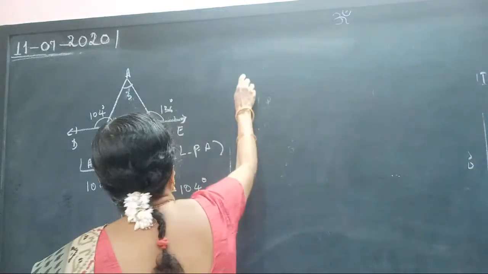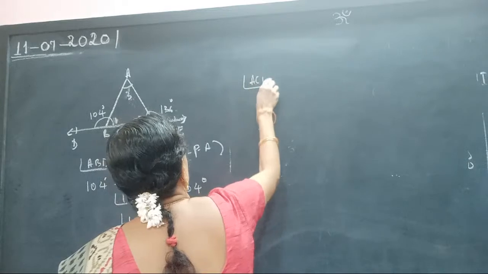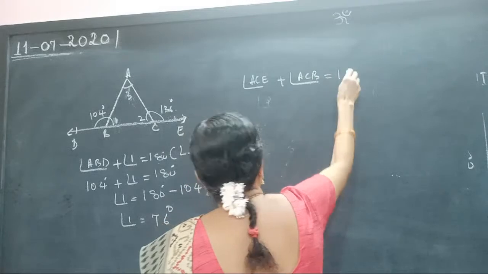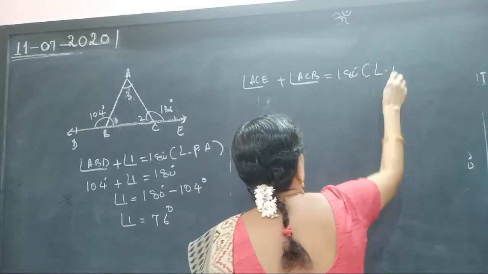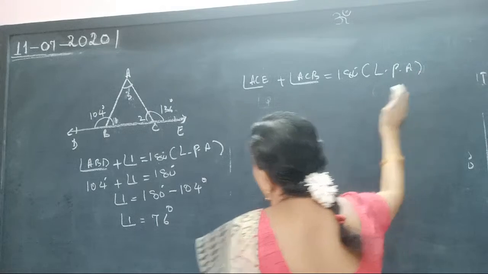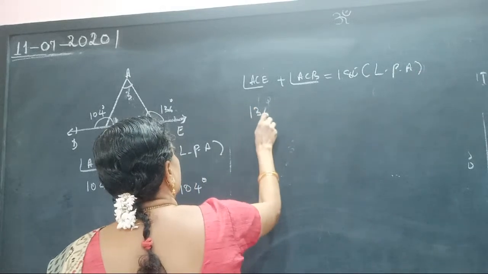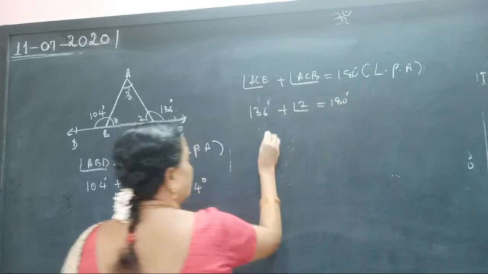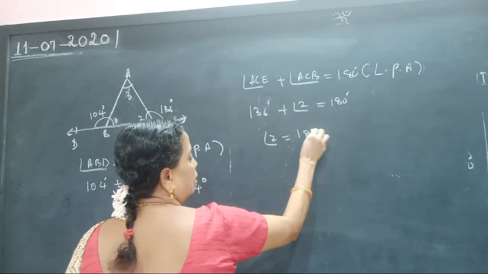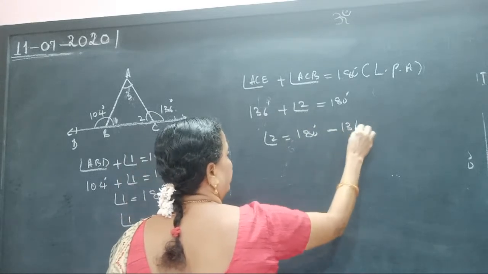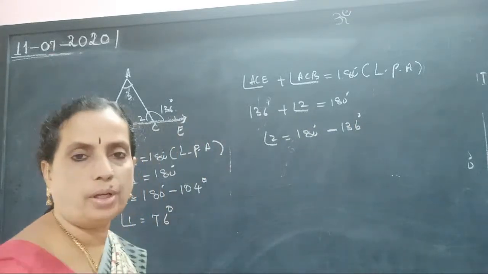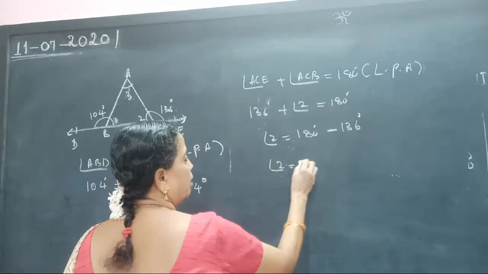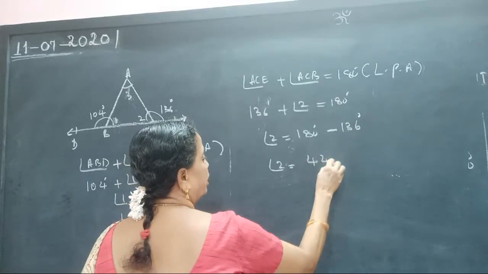That is again angle ACE plus angle ACB equals 180 degrees, linear pair angles. That is 136 degrees plus angle 2 equals 180 degrees. Angle 2 equals 180 degrees minus 136 degrees. I hope you are all following. What is the measure of angle 2? Angle 2 equals 44 degrees.